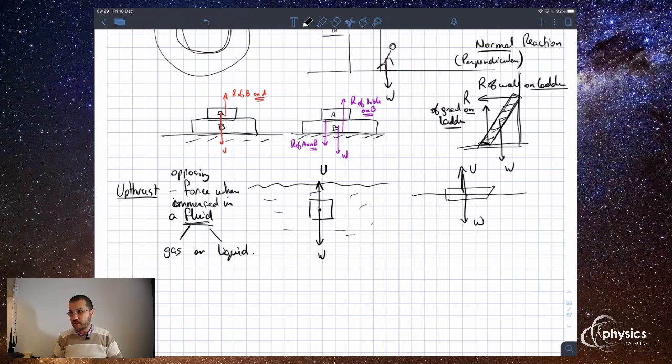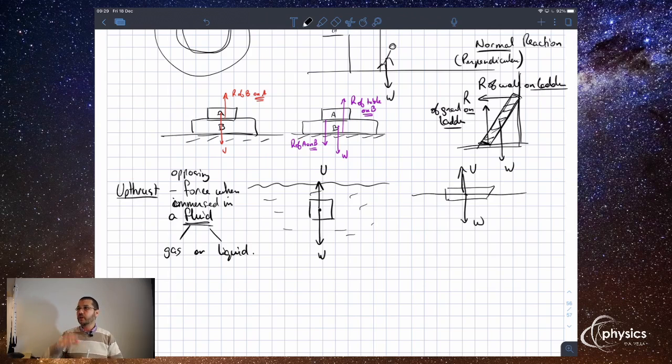Now, what you have to pay attention to about the upthrust is that sometimes the upthrust is practically negligible. It's practically negligible when the fluid has a very, very low density, as for example air. When it has a very low density, the upthrust is so small that sometimes it can be considered negligible.